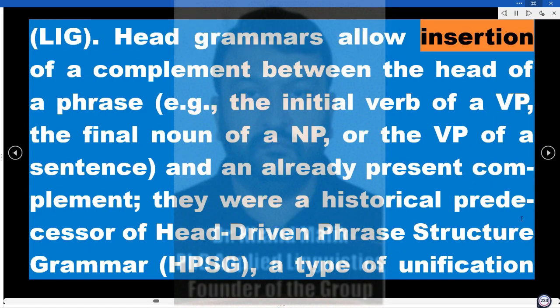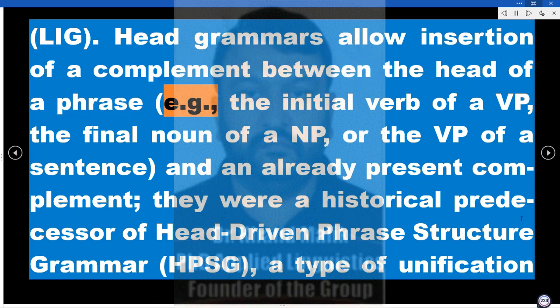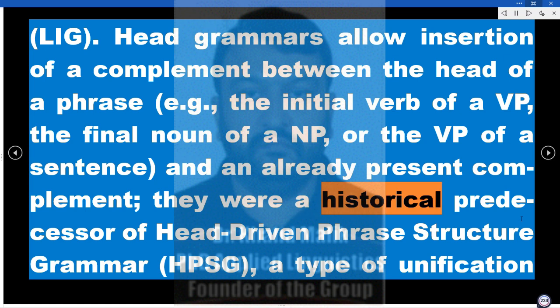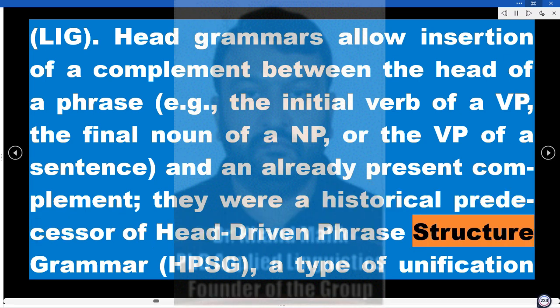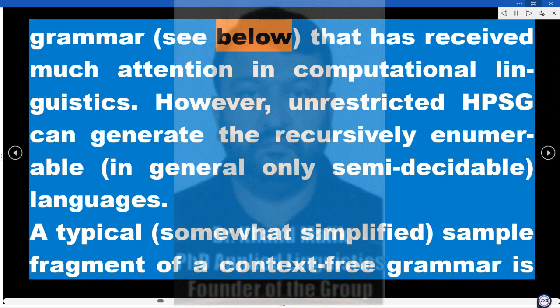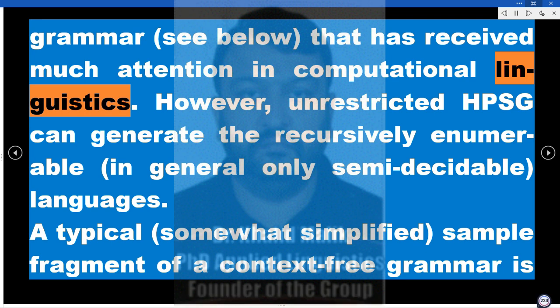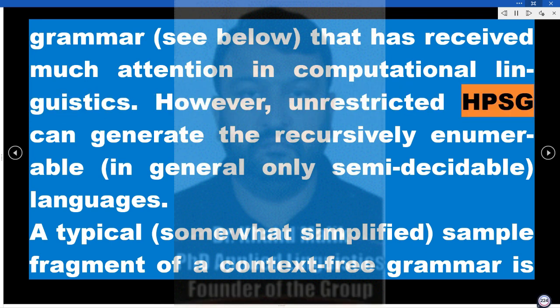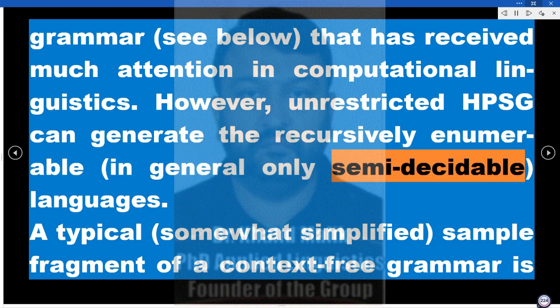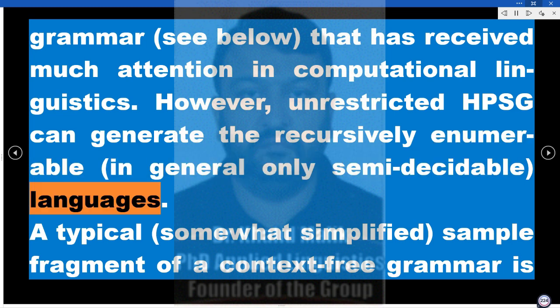Head grammars allow insertion of a complement between the head of a phrase, for example, the initial verb of a VP, the final noun of a NP, or the VP of a sentence, and an already present complement. They were a historical predecessor of head-driven phrase structure grammar, HPSG, a type of unification grammar, see below, that has received much attention in computational linguistics. However, unrestricted HPSG can generate the recursively enumerable, in general only semi-decidable, languages.